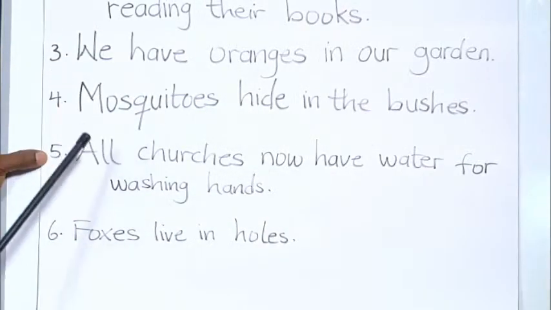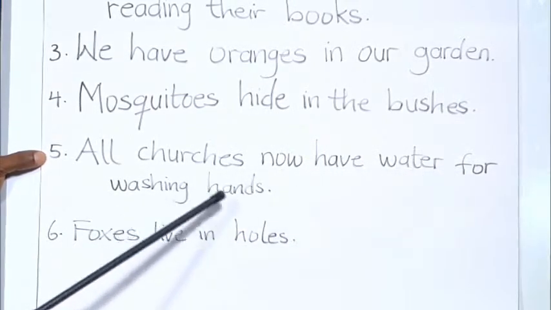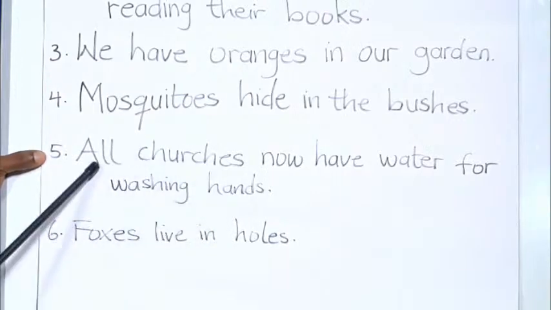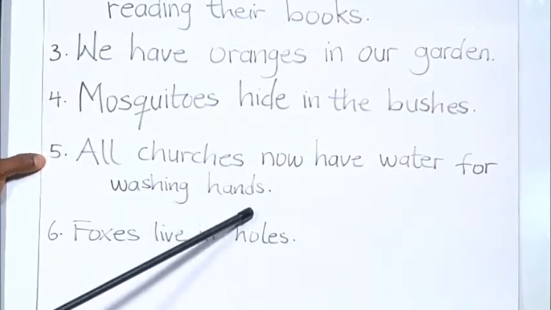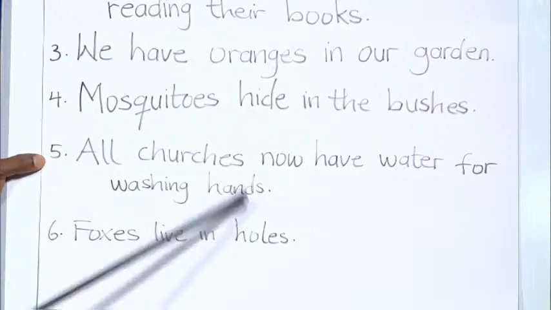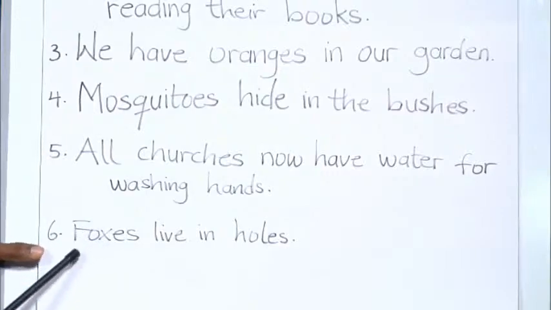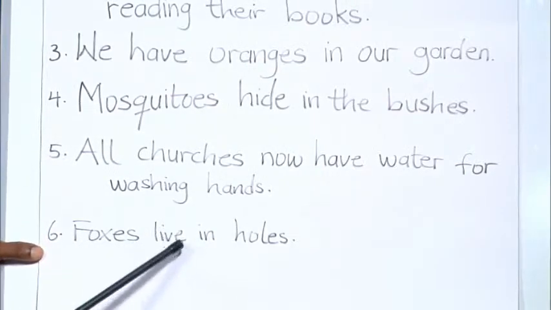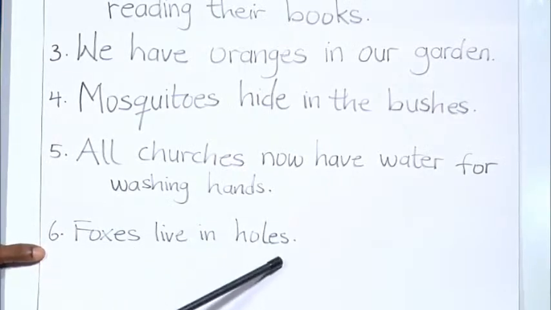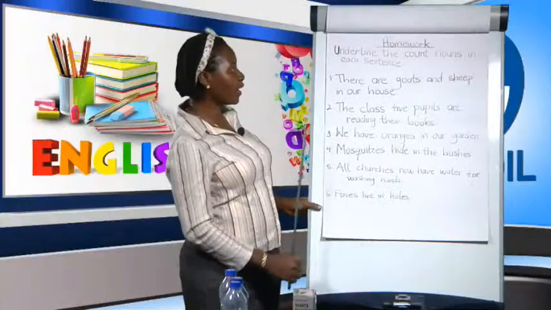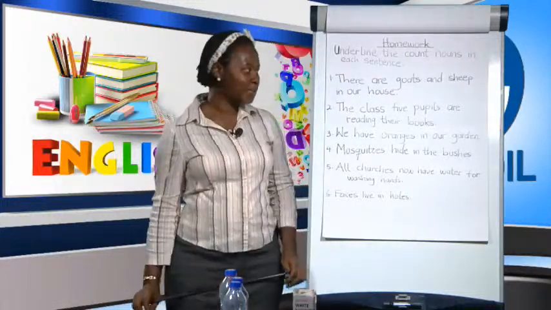Number 5, all churches now have water for washing hands. You are to underline the countable nouns in the sentence. And the last one, foxes live in holes. Underline all the countable nouns you can see in each sentence for me. I hope you can do it correctly.